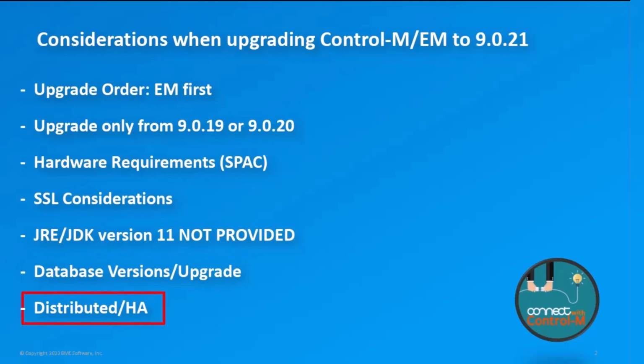If you have an EM distributed installation, you must upgrade the default EM first and then upgrade the distributed ones. The workload and archiving server is upgraded automatically during the EM distributed upgrade.